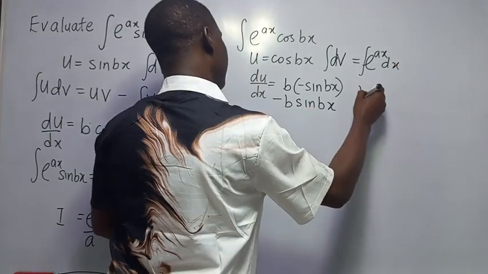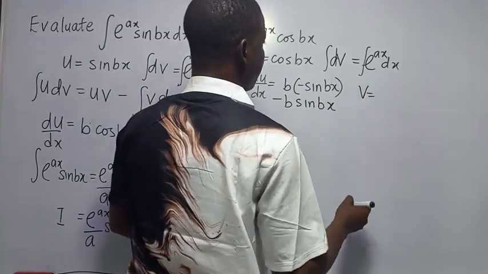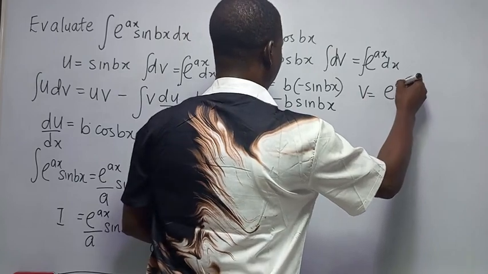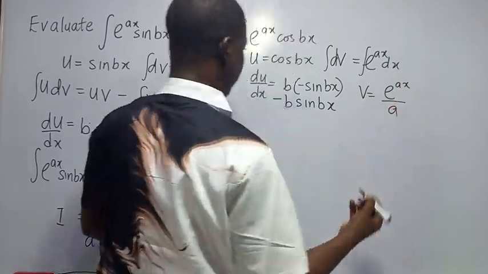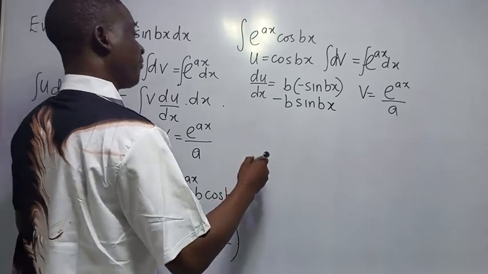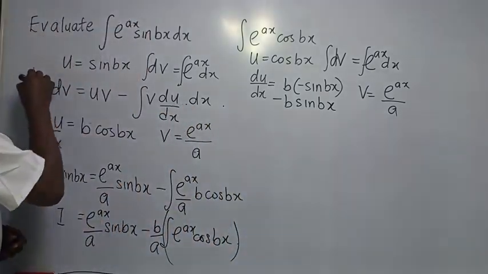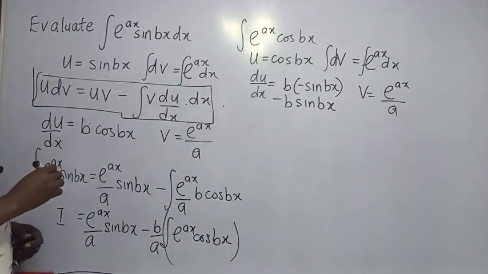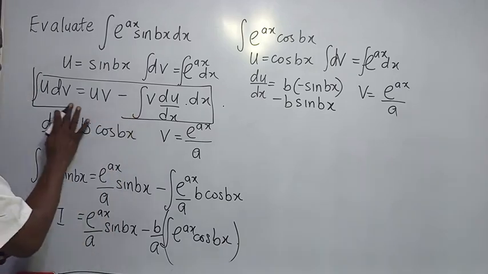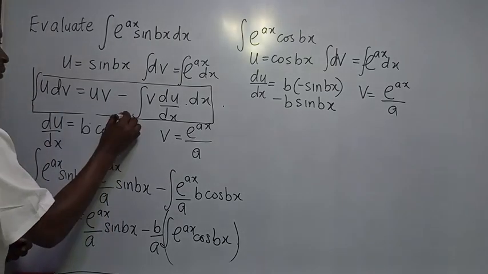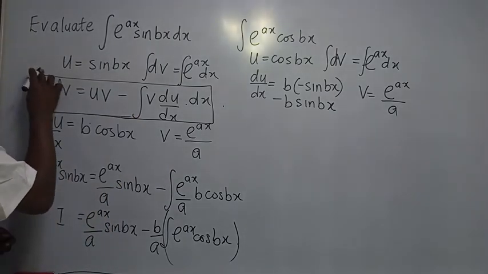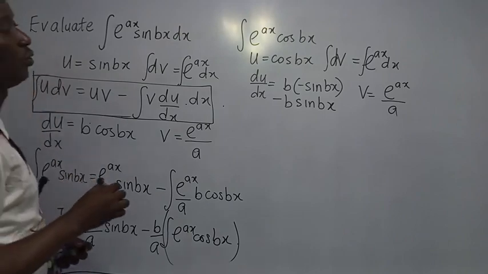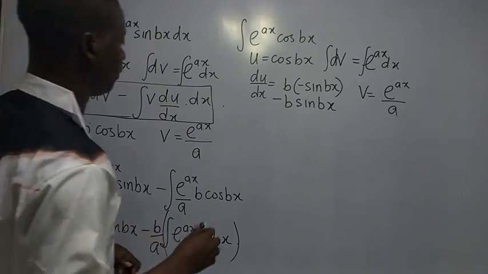Now what is our v? v becomes e raised to ax over a, which we have done before. Then we put it in our formula. You see, we continue to apply the formula. So what we are going to do now is to put them there.